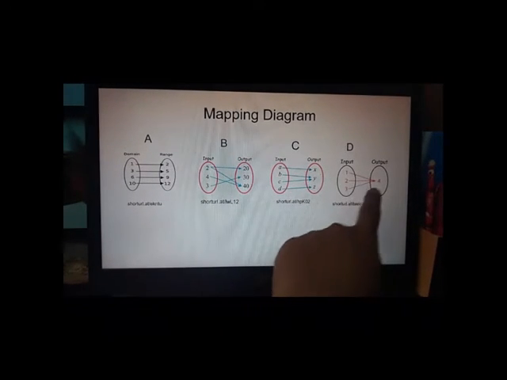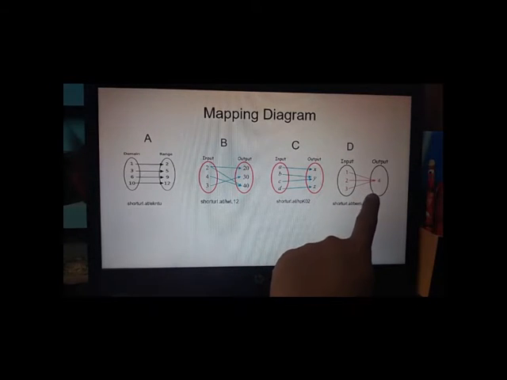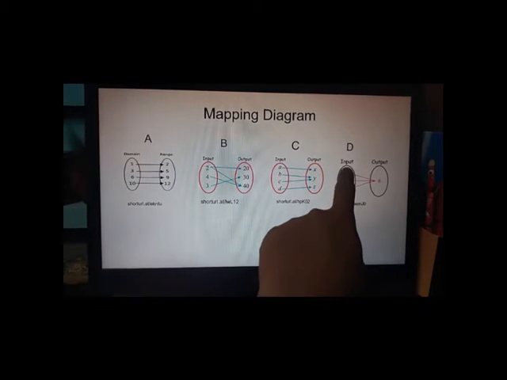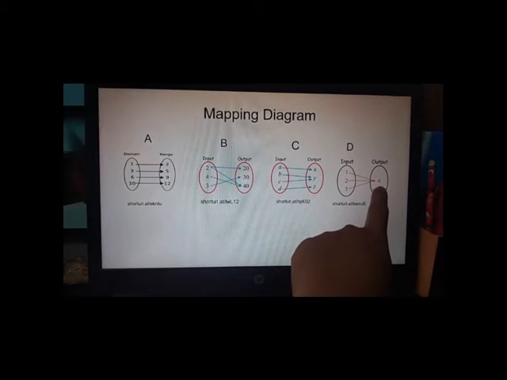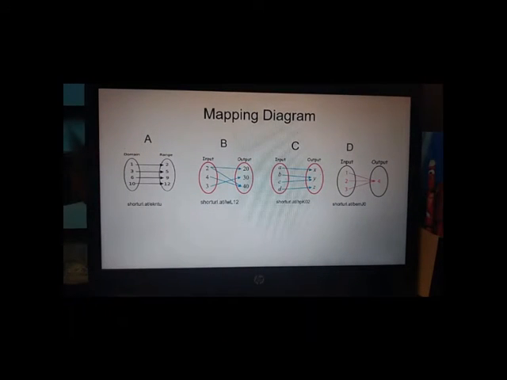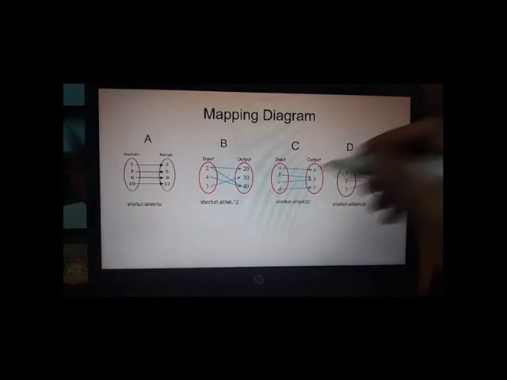Okay, how about this one? Many to one. Is this a function? Yes, a many-to-one correspondence is a function. 1 has only one value in the range. 2 has only one value in the range. 3 has only one value in the range. Okay, how about this example?